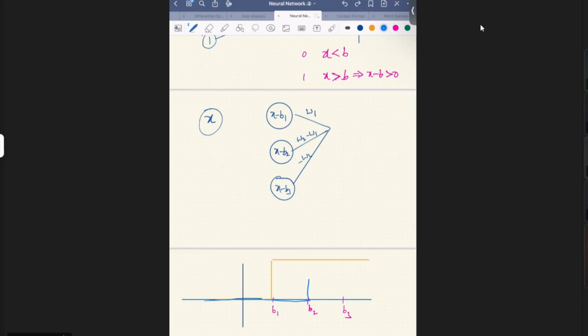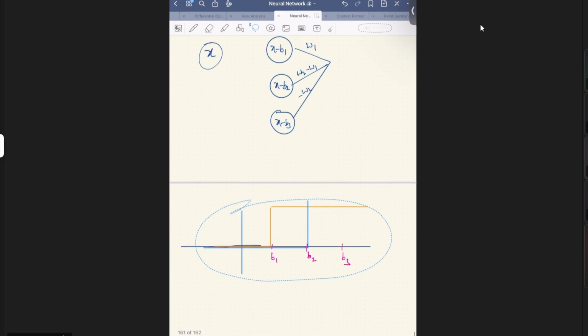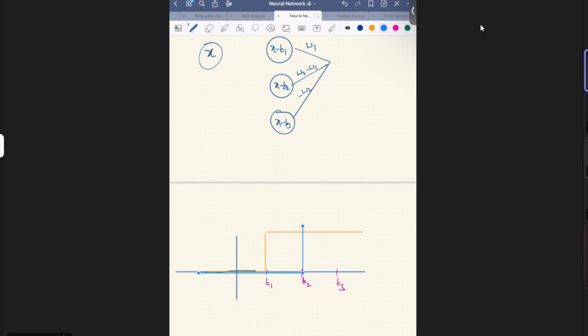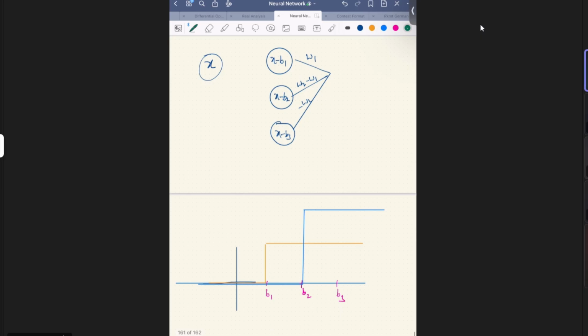At B2 are you maintaining the same height or a different height? Sir, for B2 we multiply W2 minus W1, sir. Okay, that means it is a different weight. Yes, sir. And B3 is again a different weight. So which one is larger? W2 is larger, sir. Greater than W1, sir. Right.